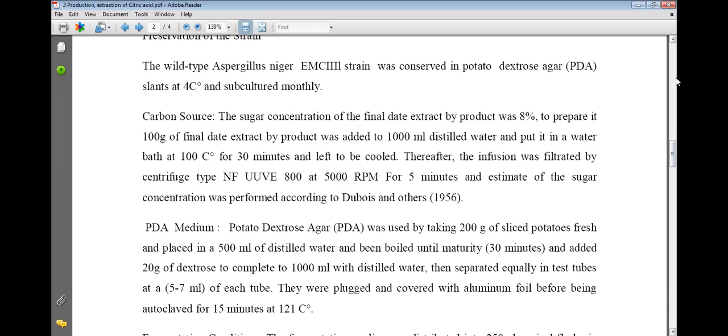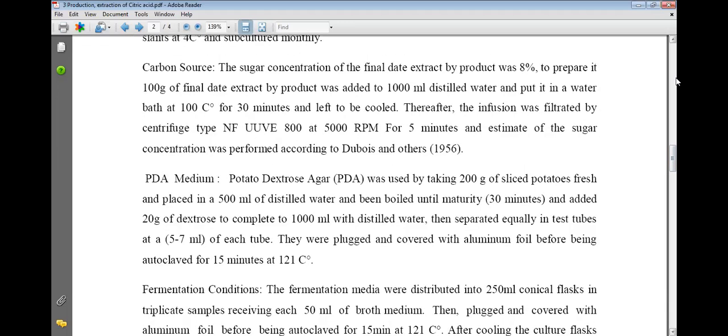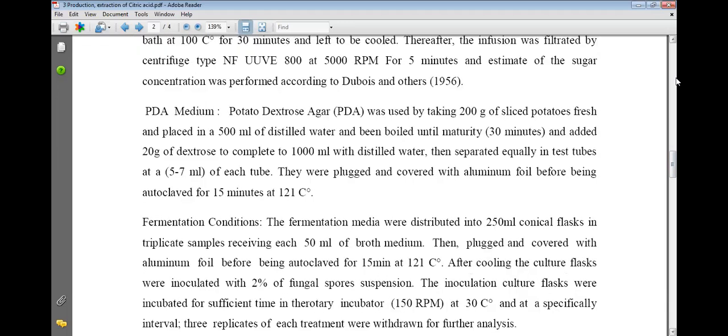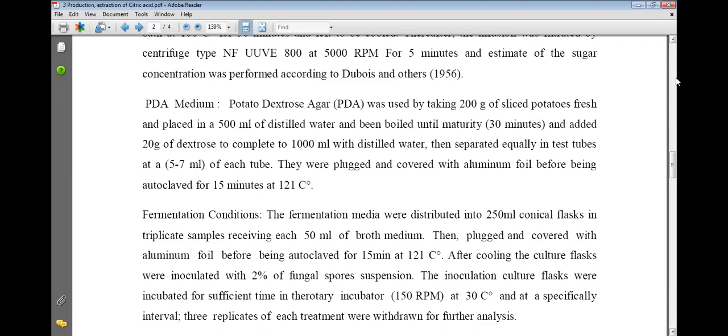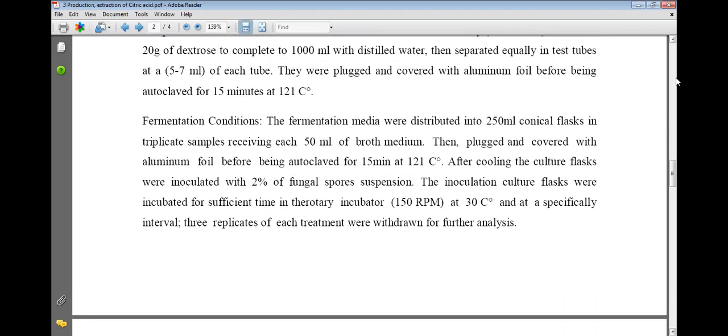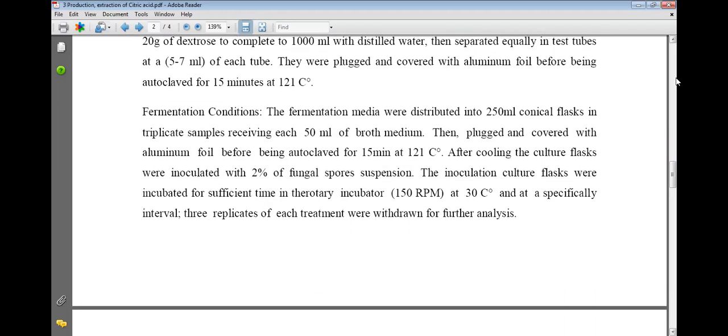Then we further estimate the sugar concentration. For PDA medium, we can use sliced potato, or we can use a synthesized medium for PDA. And further we set the fermentation conditions. The fermentation media were distributed into 250 ml conical glass flasks in triplicate samples, receiving up to 50 ml of broth medium. Then they were covered with aluminum foil and autoclaved at 121 degrees Celsius.